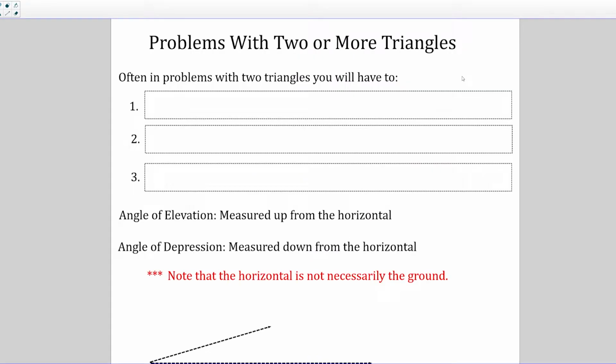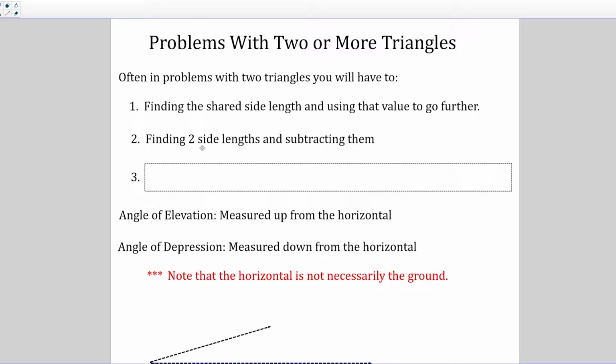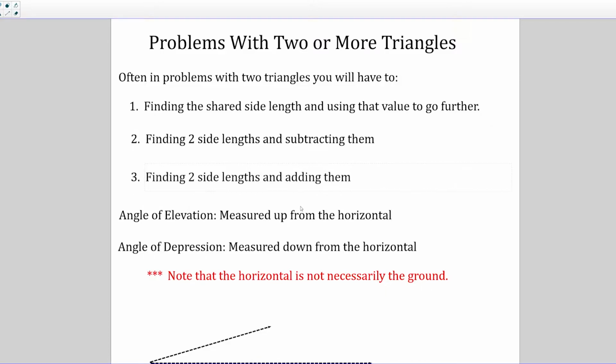So moving on to problems with 2 or more triangles, there's typically 3 scenarios that you'll have to deal with. First, you might have to find the shared side length and use that value to go further. You might have to find 2 side lengths and subtract them, or you might need to find 2 side lengths and add them.